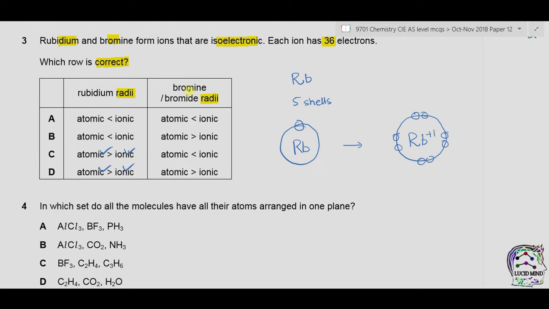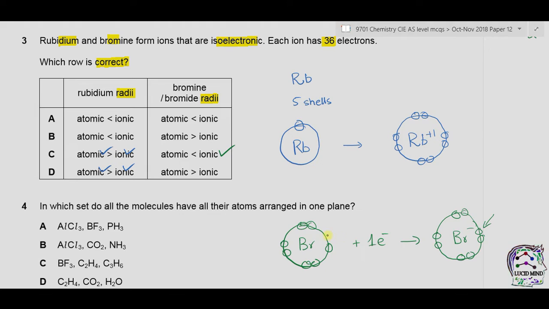Similarly for bromine and bromide, bromine is in group 7 of the periodic table. It consists of 7 electrons in its outermost shell and it is in period 4. When forming ion, bromine gains an electron to form Br negative, in which we have 8 electrons in the outer shell. Due to addition of a new electron, the electronic repulsion increases, so therefore the size of ion also increases. So we can say that bromide radii is greater than bromine atomic radii.